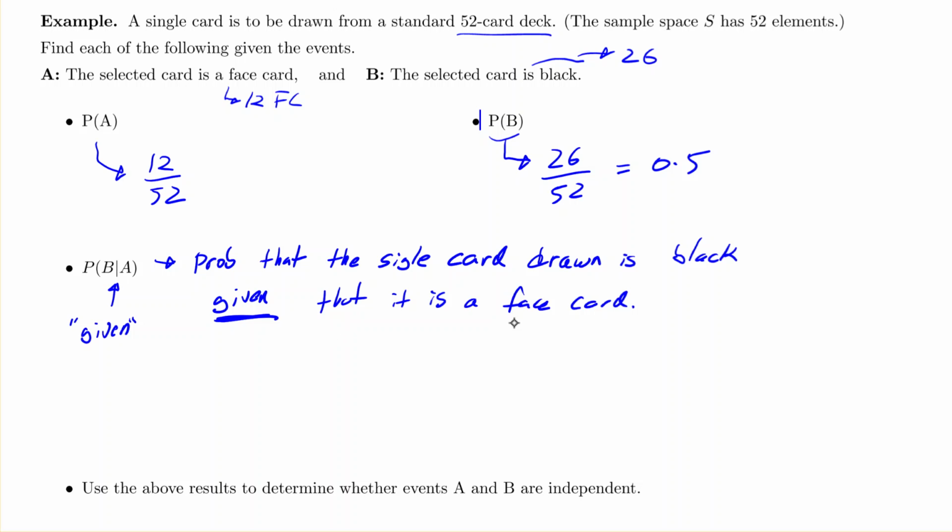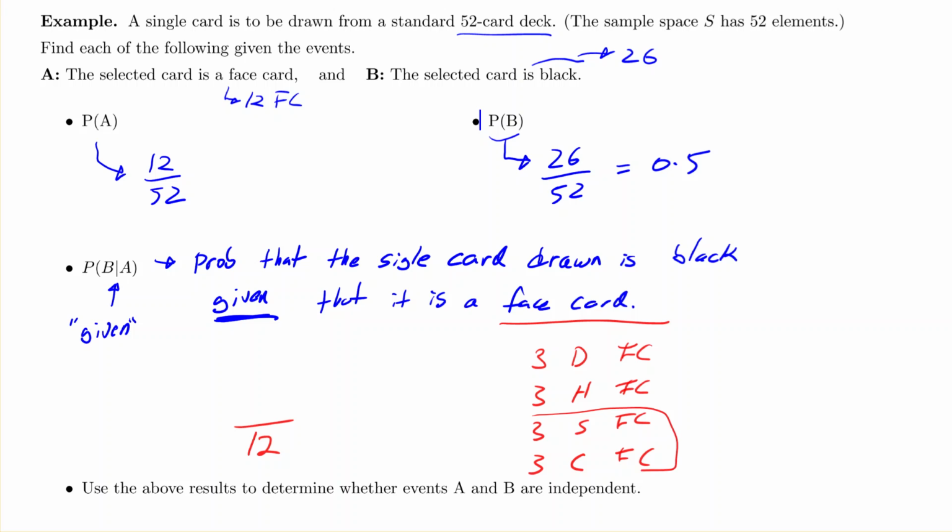Given face card, that means we're only looking at face cards. So we know there's only a total of 12. Out of the 12 face cards, there are 3 diamonds, 3 hearts, 3 spades, and 3 clubs. FC means face cards. So that means there's a total of 6 black, because spades and clubs are black, out of 12. So the probability is 0.5.